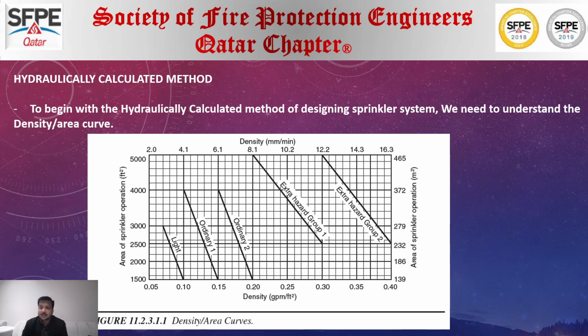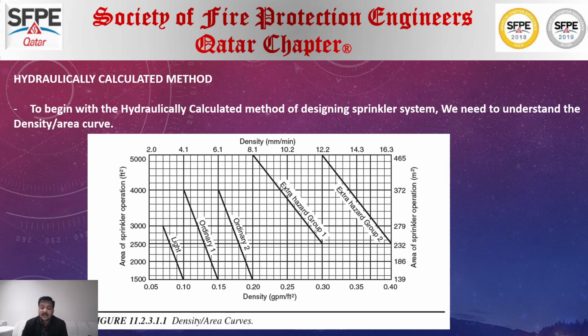You need to take the actual area of the building and multiply the density of the minimum area of operation corresponding to the hazard. So I have told you it's extra hazard and I have 1000 square feet of a building. So what will be my flow rate?